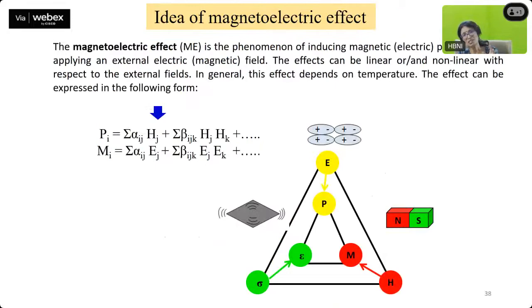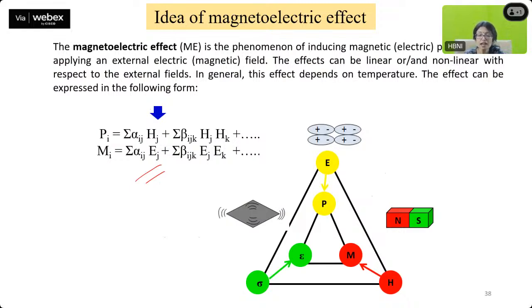So what is actually the magnetoelectric effect? That was a mathematical expression. Now let's try to understand what exactly it is. It is the phenomenon of inducing a magnetic or an electric polarization by applying an external field: an electric field will cause a magnetic polarization, or a magnetic field will give you an electric polarization. These effects can be either linear or non-linear with respect to the external field. In general, this effect depends on temperature, and you can represent it by the following equation, as you can see over here.